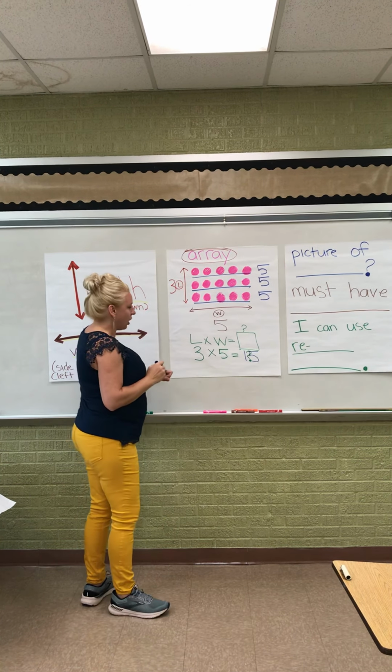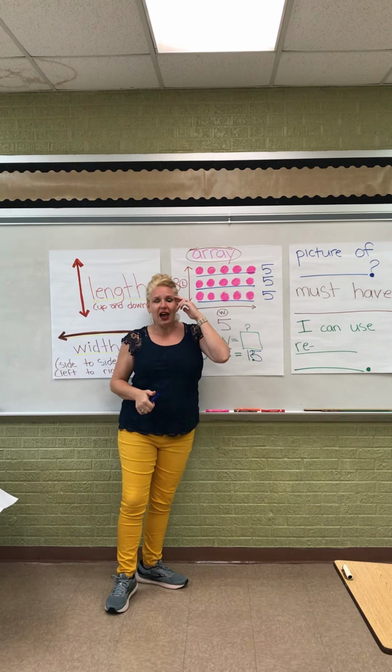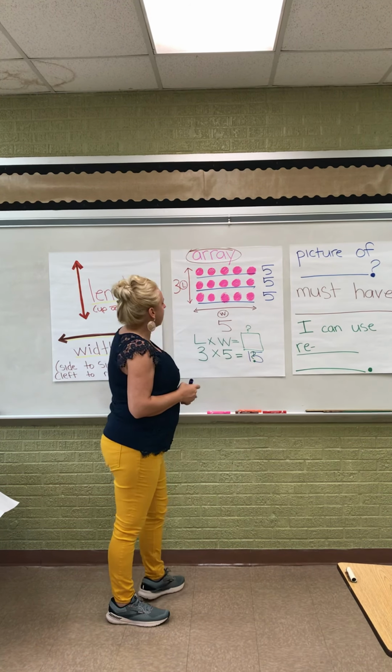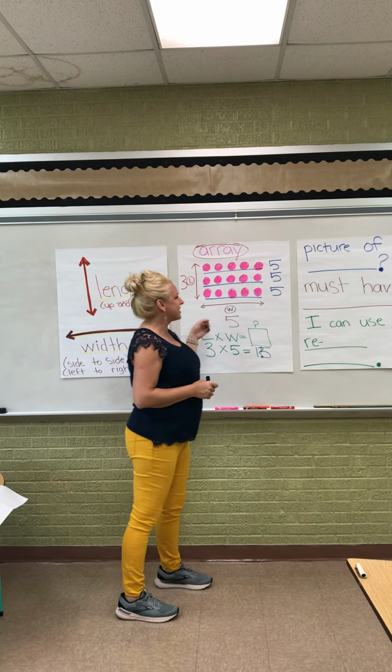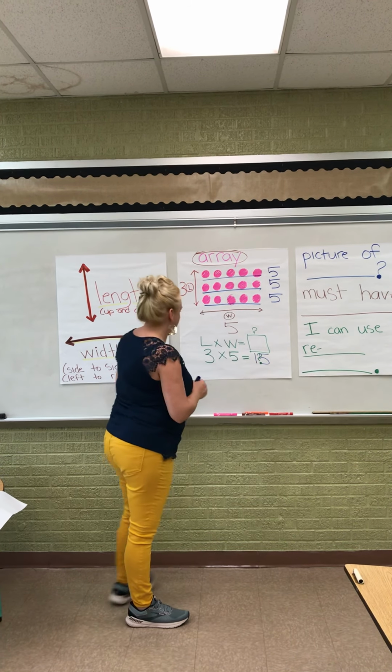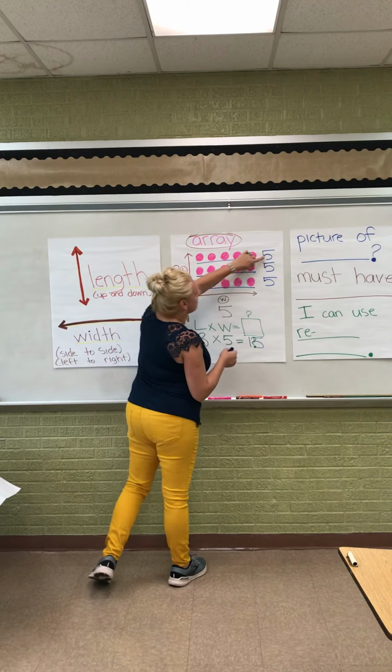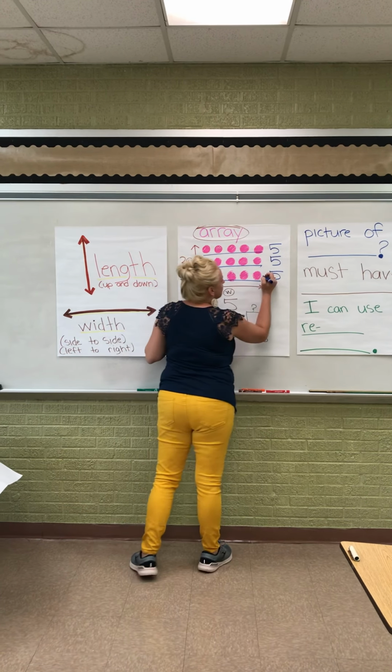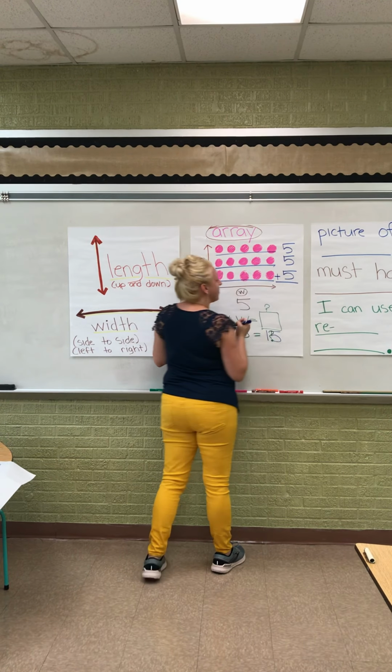Okay, so I know in my mind that there are 5 in each row. Now, last time we counted them, that took a long time. So this time, let's do something different, okay? All right, let's take these 5s. There's 1, 2, 3. And let's just say, what if I just add them?